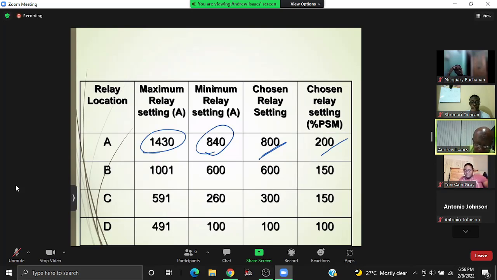At B, it's half the minimum fault at C, and twice the maximum load at B. So we use a selection of 600, which corresponds to 150% of the 400 to 5. For C, it's the minimum fault current at D. So this would be B, this would be C, and that's D, and twice the maximum load at C.